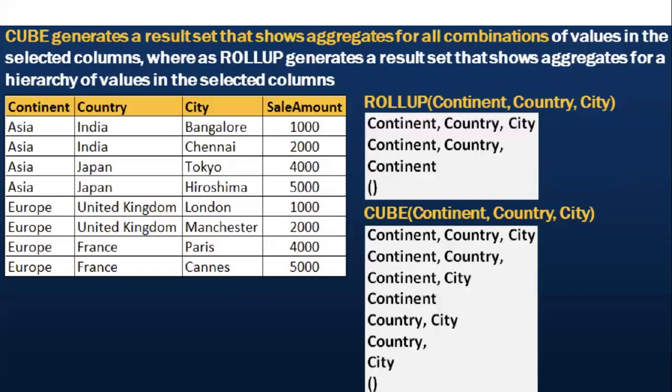Let's see this example: you see a table which has columns continent, country, city, and sales amount, and we have performed the rollup operator on continent, country, and city. Similarly, we have applied the cube operator on continent, country, and city. How is it differing? From the images on the screen, rollup has 3 rows coming up, while cube has 7 rows coming up. So the cube shows all the permutations of columns which we have used in the cube function.